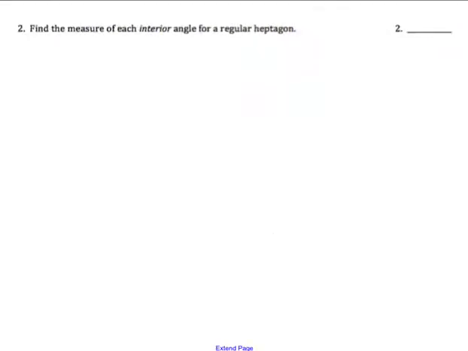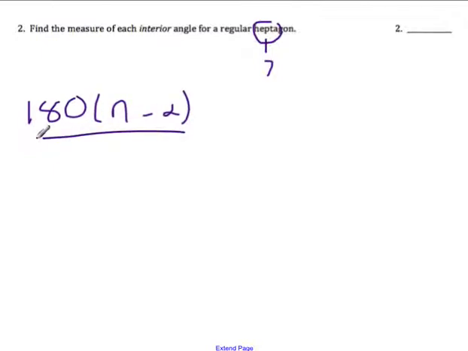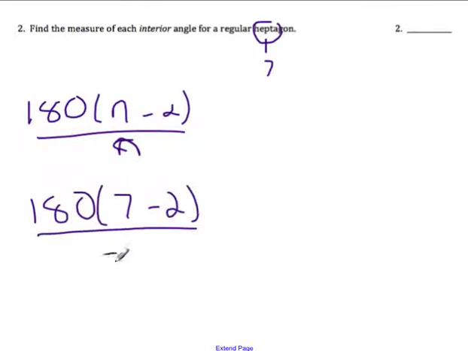Find the measure of each interior angle for a regular heptagon. I look at the back of the sheet and it says that a heptagon means 7, so I know I have 7 sides. Then I find the formula for the measure of an interior angle. You calculate it using 180 times n minus 2, divided by n. Now I'm going to plug in 7 for n. So I have 180 times 7 minus 2 divided by 7. That gives me 180 times 5 divided by 7.